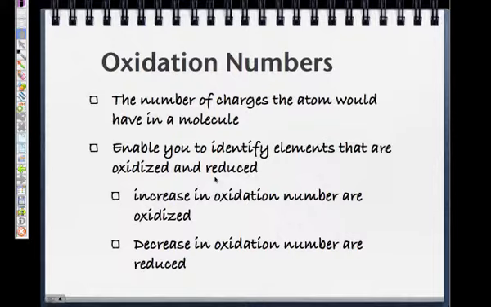If they increase, does that mean it would go from like 3 plus to 4 plus, or it could go from 2 minus to 1 minus? You're still increasing the oxidation number. If you have a decrease in the oxidation number, those are reduced. So if you go from 3 plus to 2 plus, that would be reduced. 1 minus to 2 minus is also reduced.